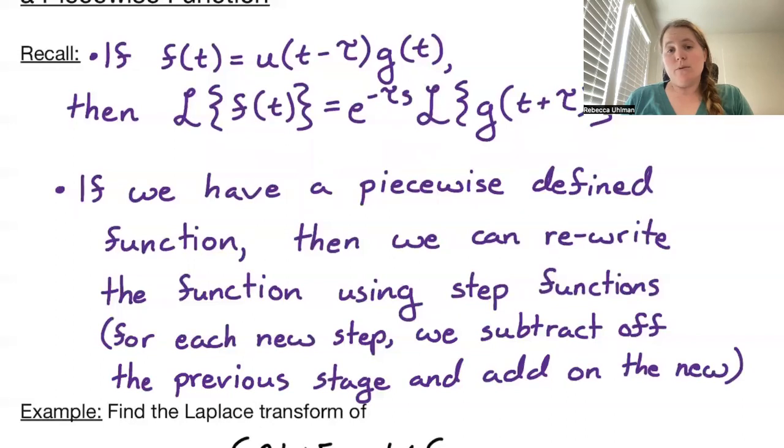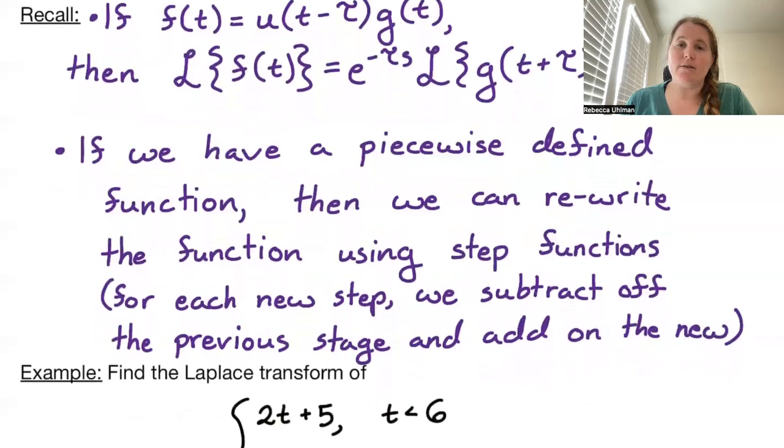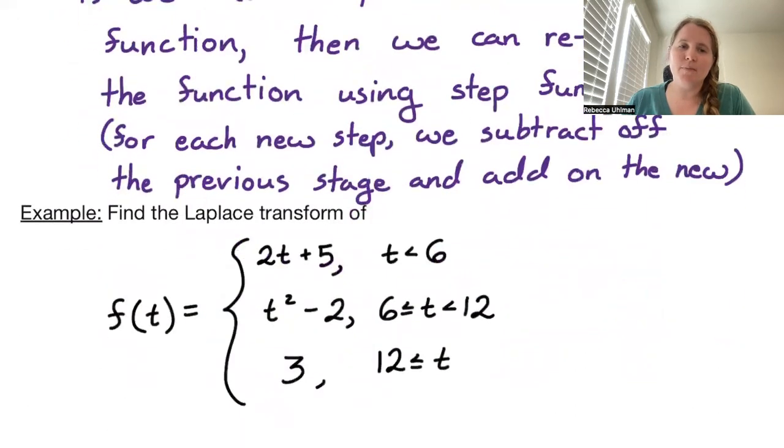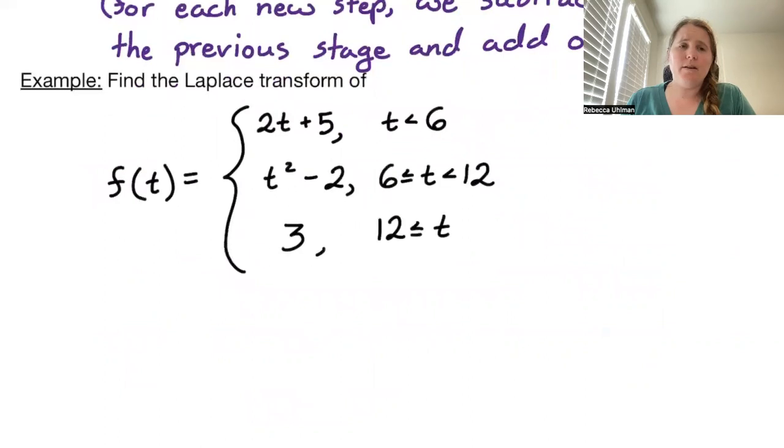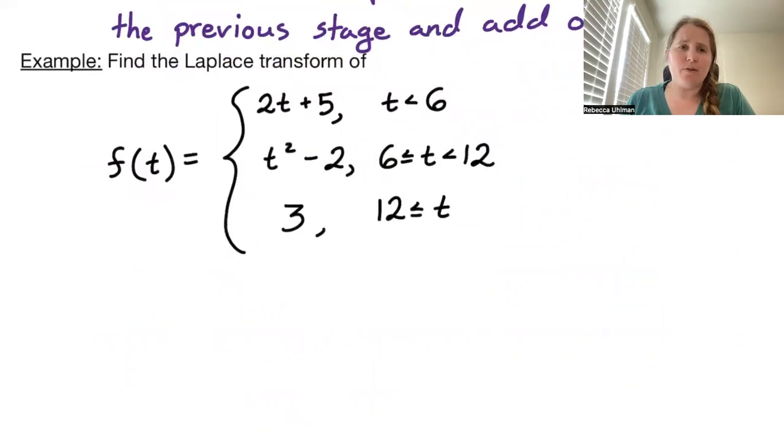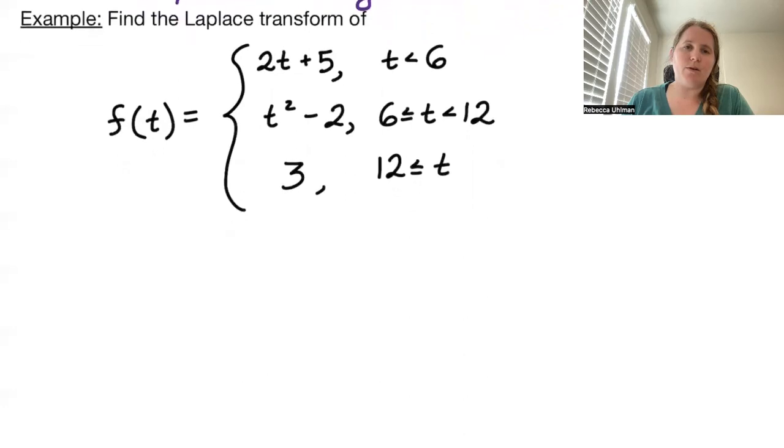Once we've rewritten our piecewise function using step functions, then we can apply the fact that the Laplace transform of u of t minus tau times g of t is e to the negative tau s times the Laplace transform of g shifted. So let's find the Laplace transform of f of t, which is equal to 2t plus 5 for t less than 6, t squared minus 2 for 6 less than or equal to t less than 12, and 3 for t greater than or equal to 12.